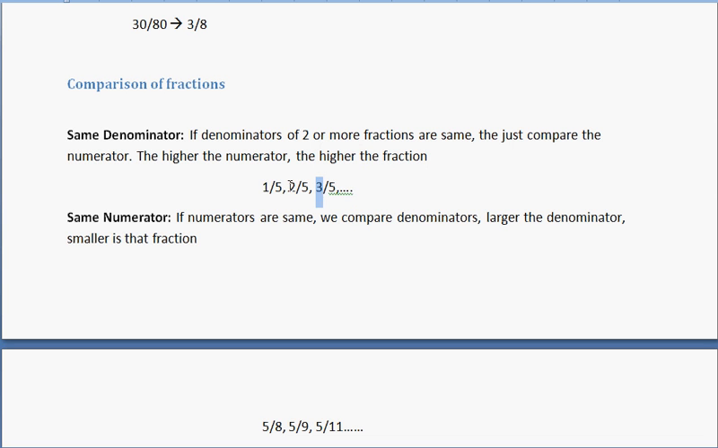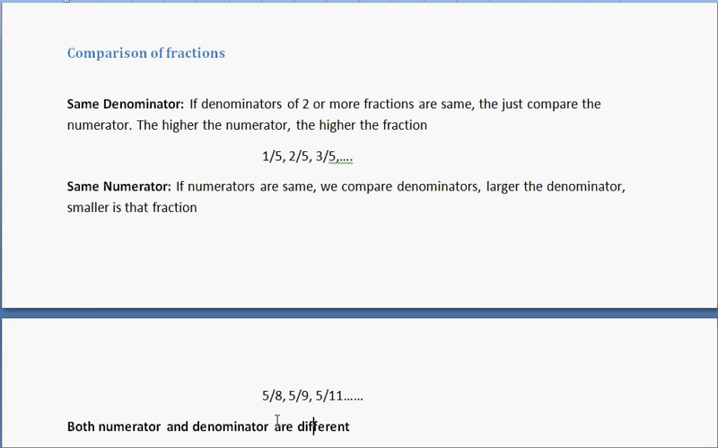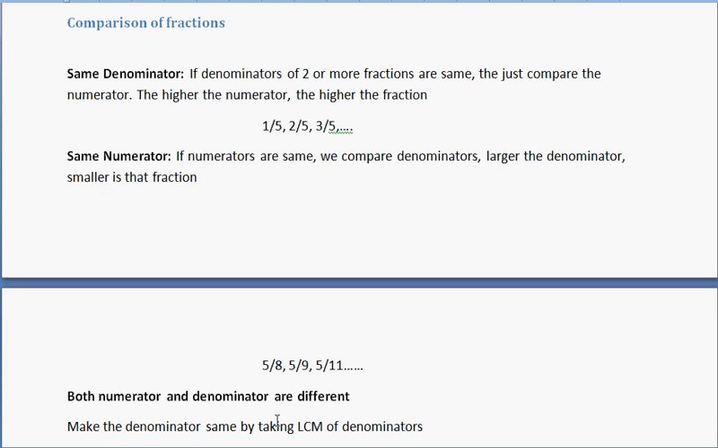The higher the numerator, the greater is the fraction. So 3/5 is greater than 2/5 is greater than 1/5 and so on. If the numerators are the same, we have to compare the denominators. Higher the denominator, the smaller is the fraction. So here 5/11 is smaller than 5/9 and 5/9 is smaller than 5/8. So this is how we compare the fractions.